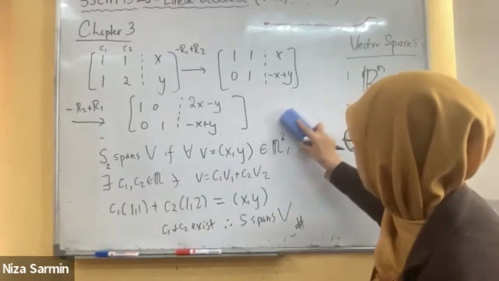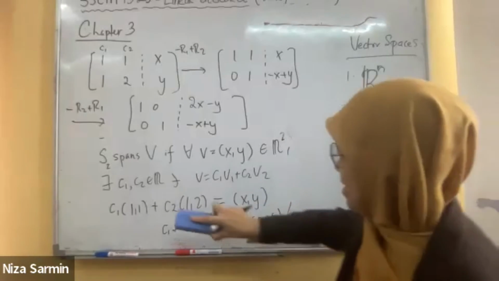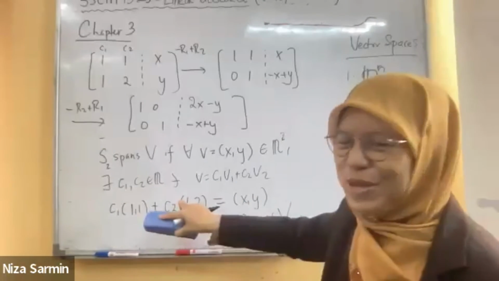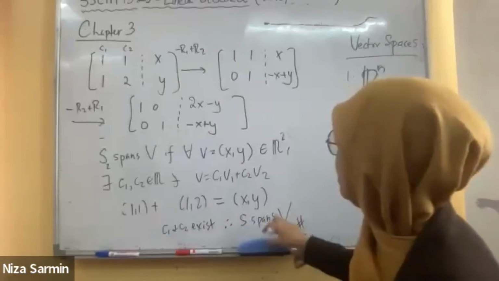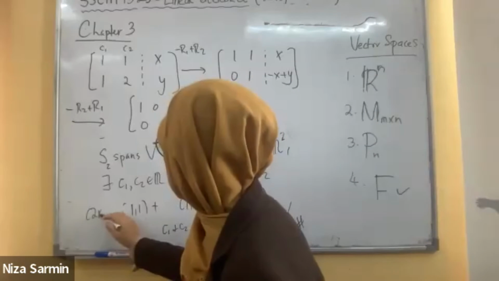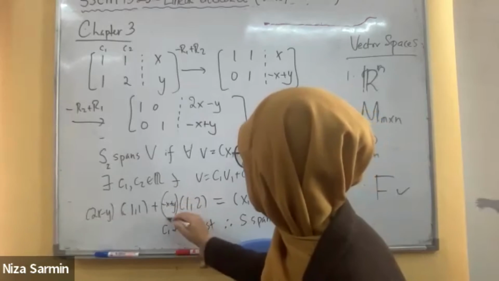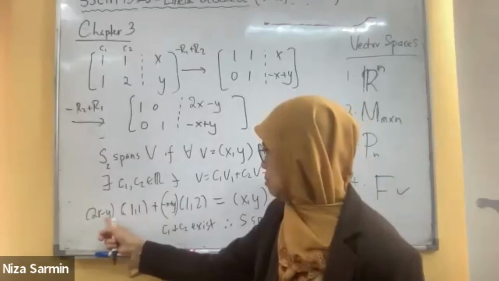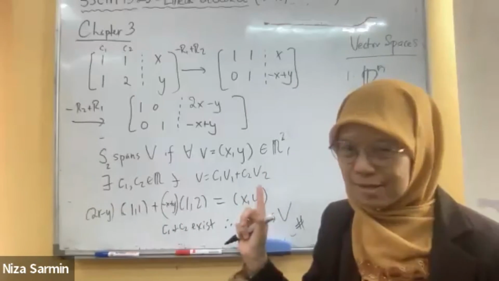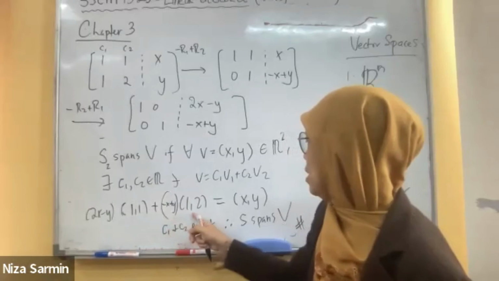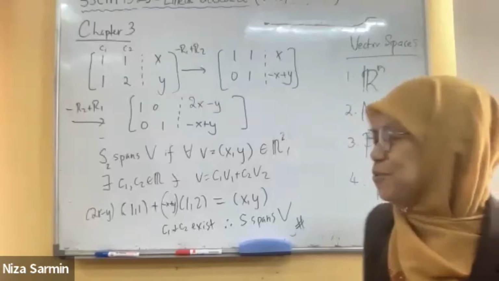And then we know that it's a span. I want to erase c1 and c2 and replace. Okay, try, yeah? 2x minus y, and then negative x plus y. So 2x minus y minus x plus y is x. Check. 2x minus y minus 2x plus y is y. So check. So what does it mean?